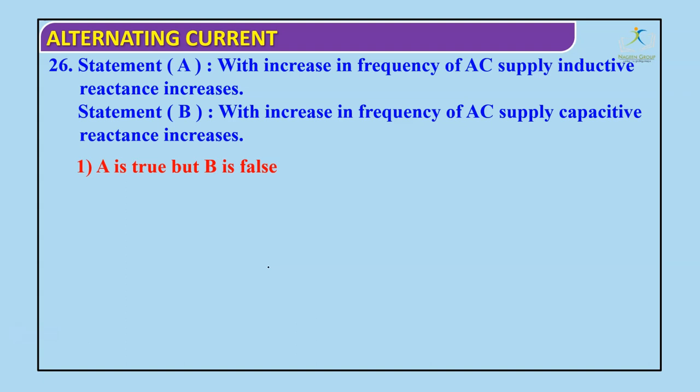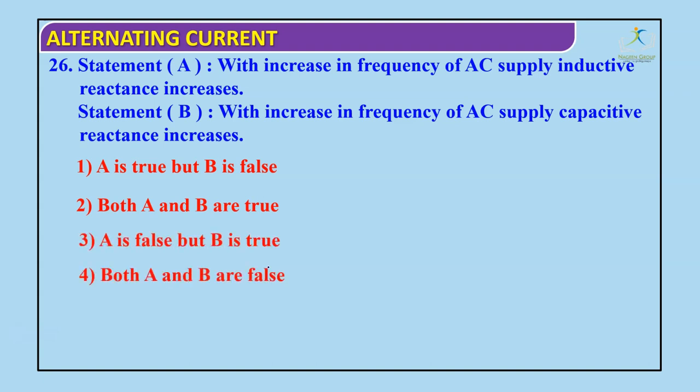A is true but B is false. Both A and B are true. A is false but B is true. Both A and B are false. The correct answer for this question is 1.